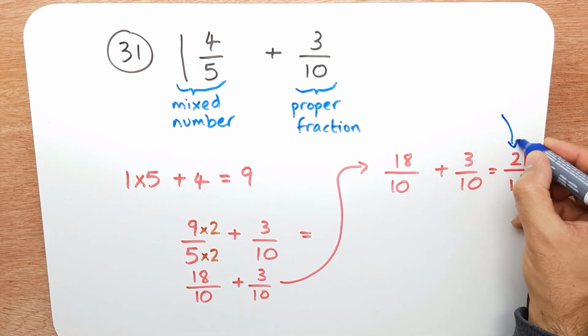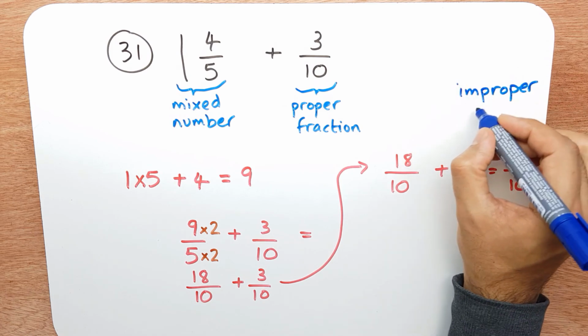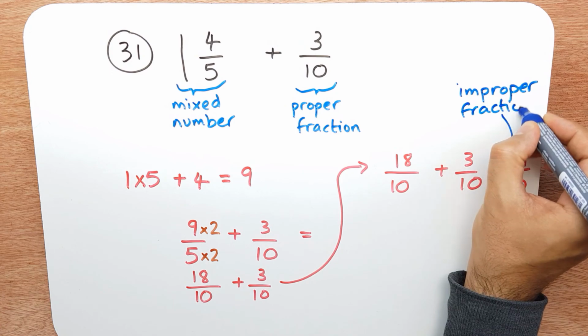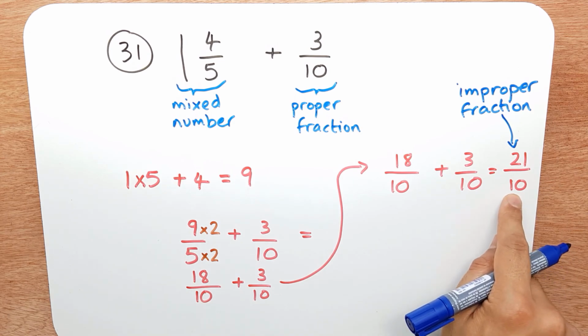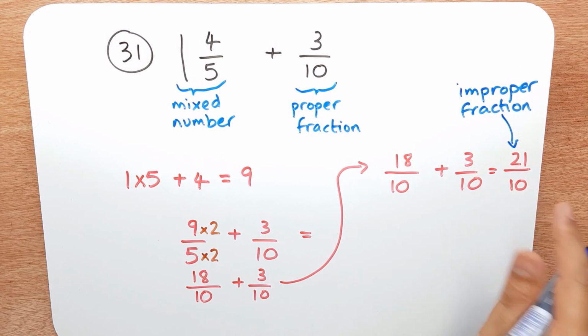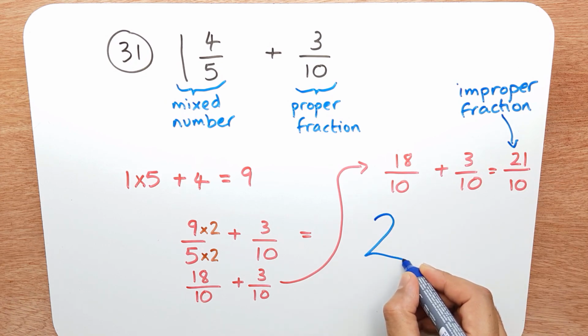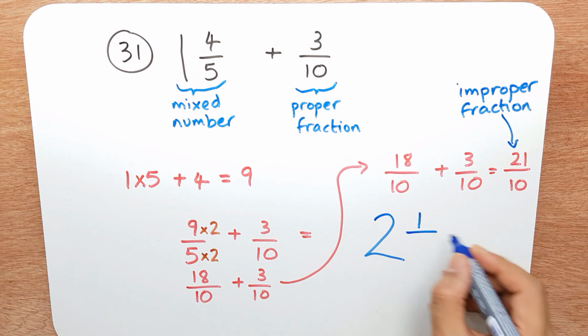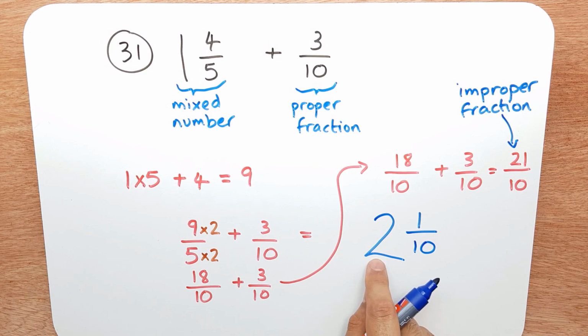Now if you notice here, this is also an improper fraction. And we have to turn that into a mixed number. And it's simple. You say, how many 10s are there in 21? 2. Remainder 1. And then this number goes at the bottom here. So the answer is 2 1/10. That's it.